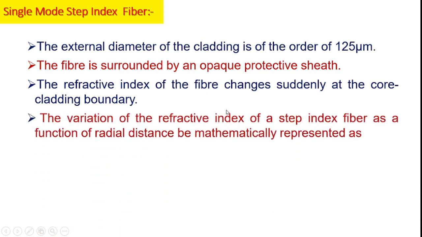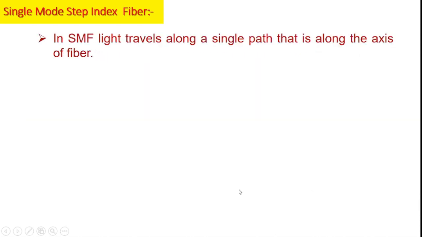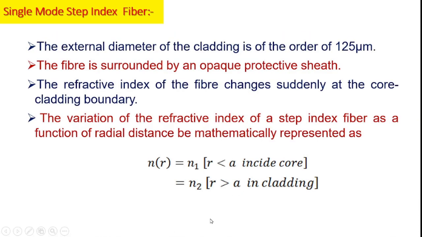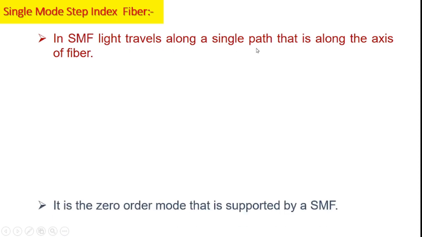The variation of the refractive index of a step index fiber as a function of radial distance can be mathematically represented as n(r) = n1 when r < a, inside the core, and n(r) = n2 when r > a, in the cladding, where in this representation a is the radius of the core. In single mode optical fiber, light travels along a single path, that is along the axis of the fiber.